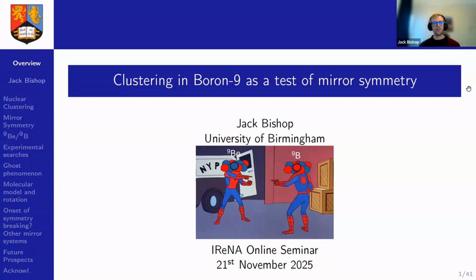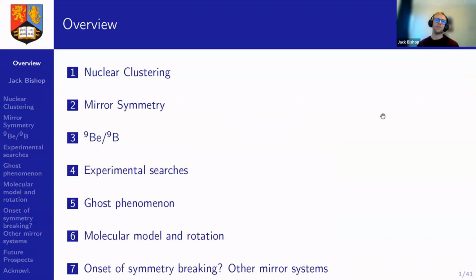Thank you very much. Thanks for the kind invitation to talk to everyone this evening, or I guess this afternoon, where the majority of you are. So yes, I'm going to be talking about clustering in boron-9 as a test of mirror symmetry. There's a few different things there, so what I'm going to do is go through each of these in order.